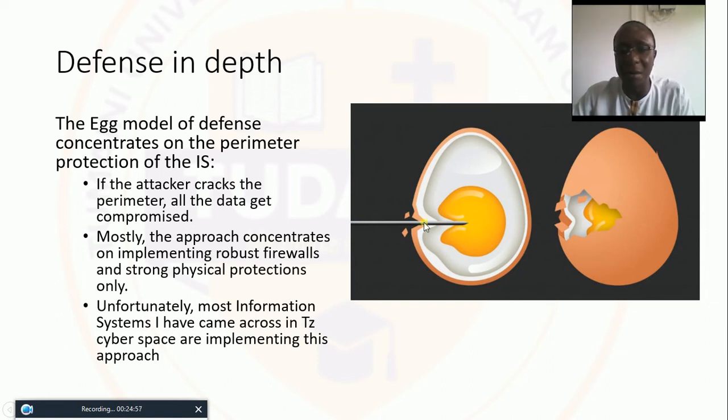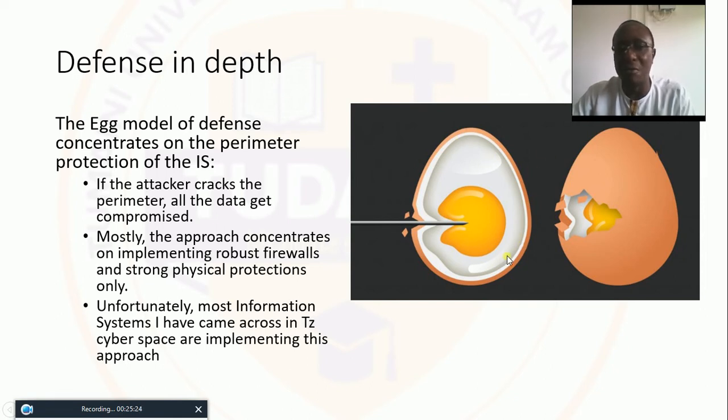And sometimes there are insider attacks. Some employees who are working within the organization can have malicious intent and can access data within the organization. Therefore, the data gets compromised so easily. This is an old model or philosophy of information security.